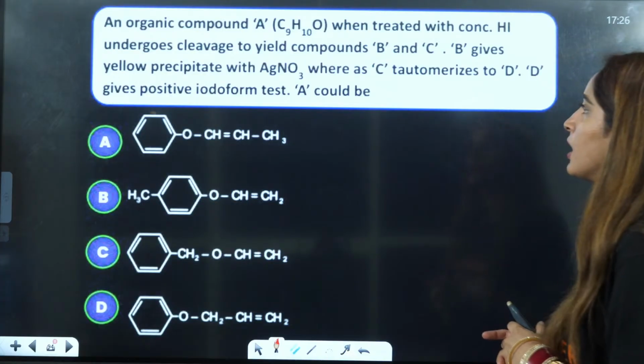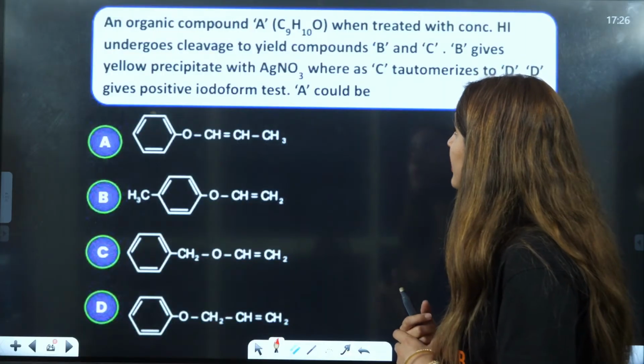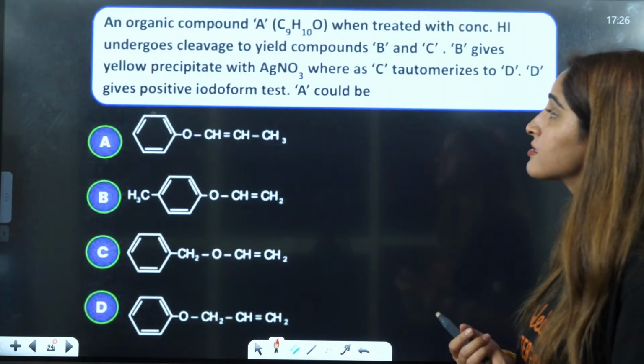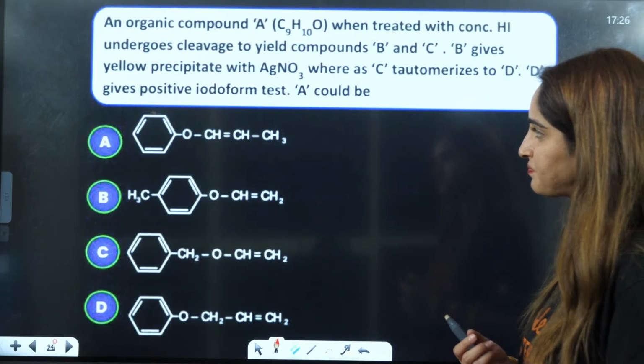Next: an organic compound when treated with concentrated HI undergoes cleavage to yield compounds B and C. B gives yellow precipitates with AgNO3, whereas C tautomerizes to D. D gives a positive iodoform test.